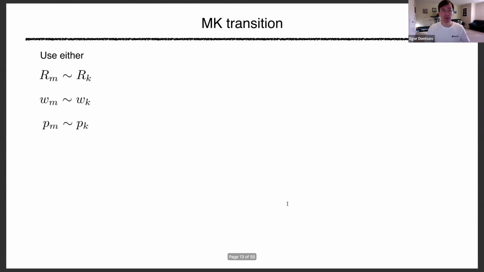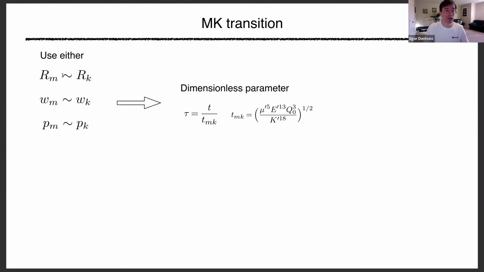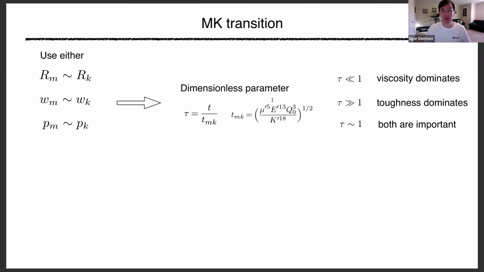Now why am I doing this? Because you want to understand what parameters affect the transition from toughness to viscosity domination for a radial fracture. In order to do this, we need to equate, scaling-wise, either the radii, the widths, or the pressures of the fractures. And so we get this horrible long parameter, but it is what it is. So it's dimensionless time. There are a lot of parameters in this time, but when this dimensionless time is relatively small, it means that viscosity dominates.